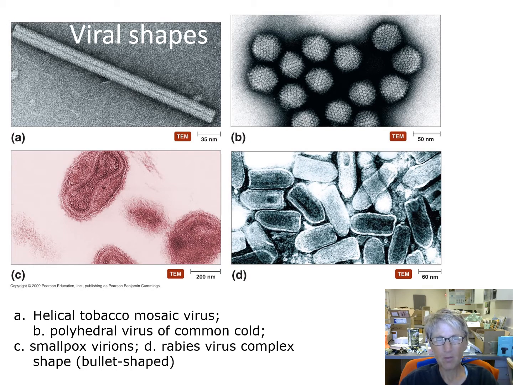Okay. And these are some TEMs, that's a transmission electron micrograph of the helical tobacco mosaic virus, this guy. B is the polyhedral virus of the common cold. So here's a virus, here's a virus. C is a smallpox virion. So remember, virions are just viruses that are outside the cell. And then these are kind of interesting. The rabies virus, look, they kind of look like bullets. So they have this bullet shape.